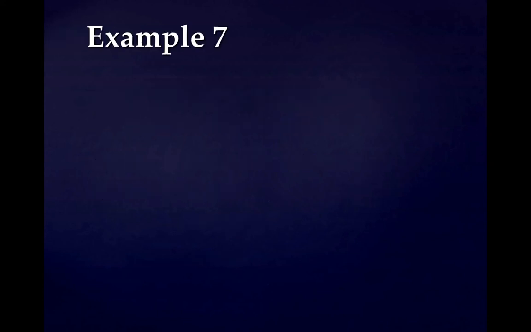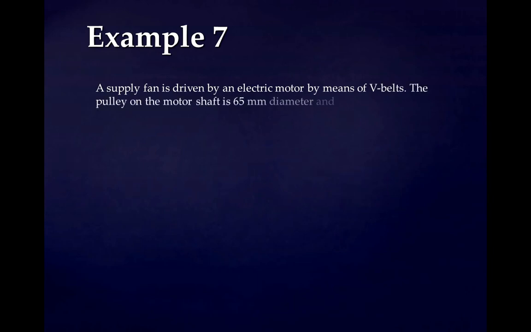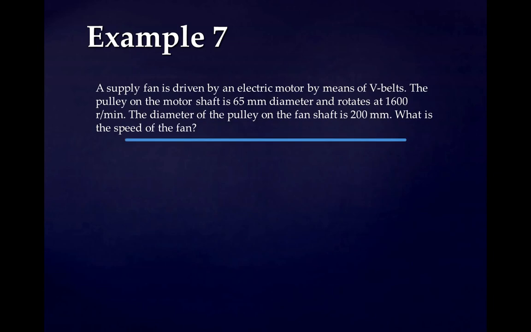Example 7. A supply fan is driven by an electric motor by means of V-belts. The pulley on the motor shaft is 65 millimeters in diameter and rotates at 1600 rpm. The diameter of the pulley on the fan shaft is 200 millimeters. What is the speed of the fan?